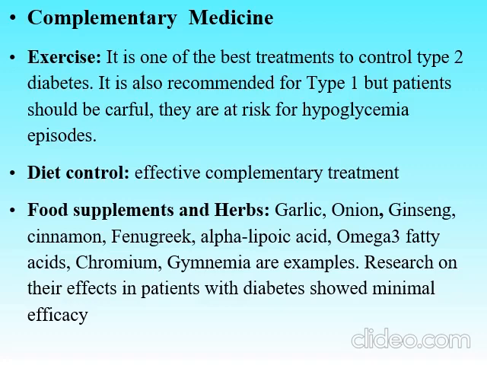Diet control is an effective complementary treatment, along with food supplements and herbs. These herbs or foods have minimal efficacy, like garlic, onion, ginseng, cinnamon, fenugreek, alpha-lipoic acid, omega-3 fatty acid, and chromium. All these herbs or foods have little effect, so we cannot depend on them in treatment, but they can be used as adjuvant treatment.